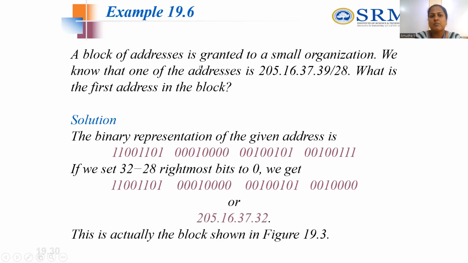For that, one problem is also given. A block of addresses is granted to a small organization. One of the addresses is given as 205.16.37.39/28. Now, the problem is to find out the first address in the block. So convert the given address into the corresponding binary form. Then it has a /28 CIDR value. So if we take 32 minus 28, which is nothing but 4, the rightmost 4 bits are set to 0. So it has the value 1110. If we change these 4 bits into 0, we will get the first address. So converting these 4 bits to 0, the 39 changes into 32. We will get the corresponding decimal notation 205.16.37.32. So this is the first address for the given IP address 205.16.37.39.